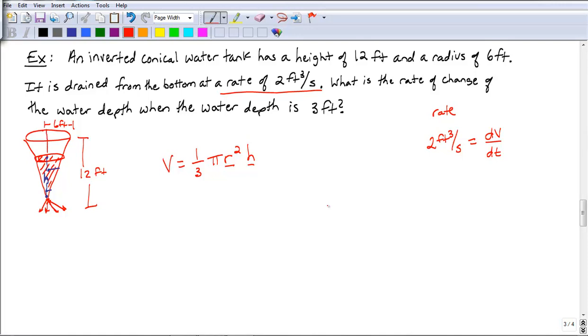If you'll notice, there's a big triangle that the whole thing encompasses. And that triangle is 12 feet tall and 6 feet across, because that's the radius. And there's also the little triangle that a generic height would build. And that triangle would have height h and radius r. Notice the radius changes as the height changes. But these are similar triangles, so that means that their ratios are equal. So that means h over 12 equals r over 6.